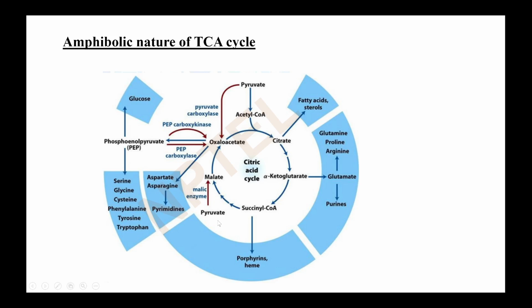Then we have pyruvate getting converted to malate, which is another intermediate of the TCA cycle. Then oxaloacetate is a precursor of phosphoenol pyruvate. We'll see this path in the subsequent questions also. So oxaloacetate can get converted into PEP, phosphoenol pyruvate. If you remember, phosphoenol pyruvate is a part of glycolysis, the second last compound, which gets converted into pyruvate.